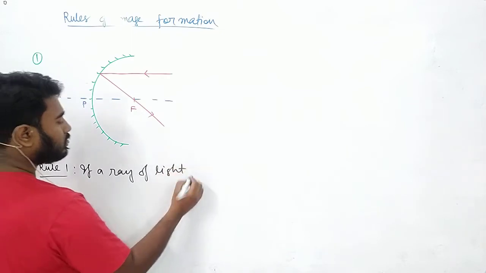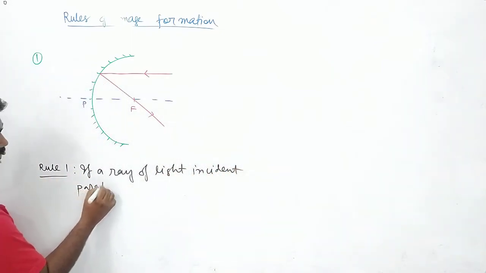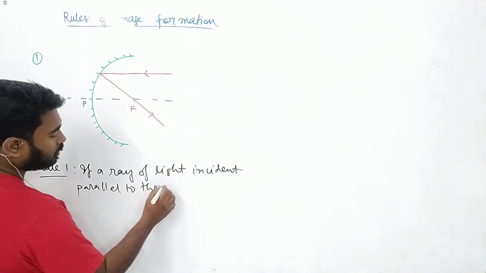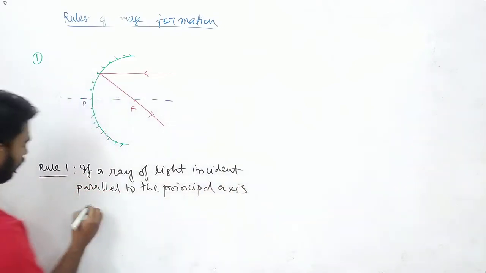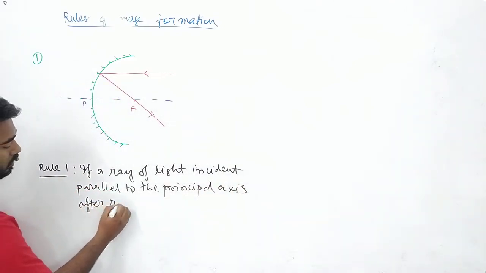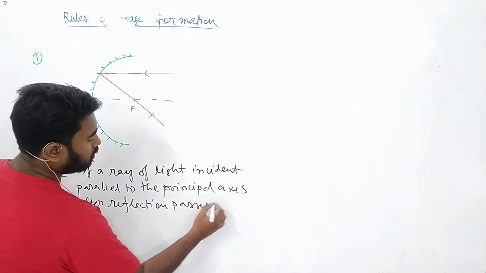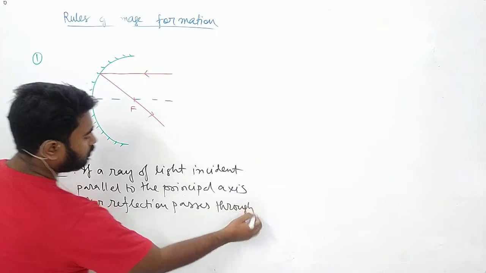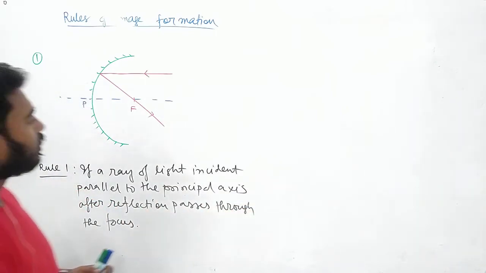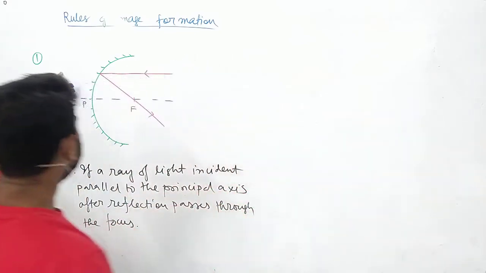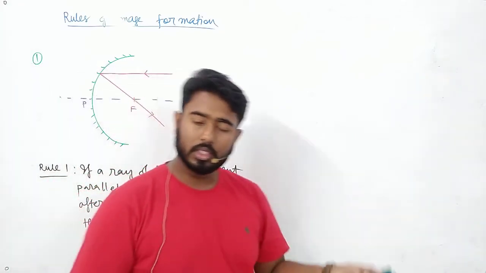Light incident parallel to the principal axis, after reflection, passes through the focus. Clear? Now the rules for concave. First we will do the set for concave, later on we will do the set for convex.